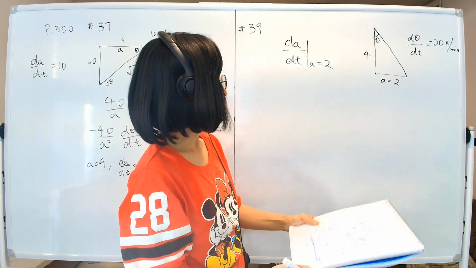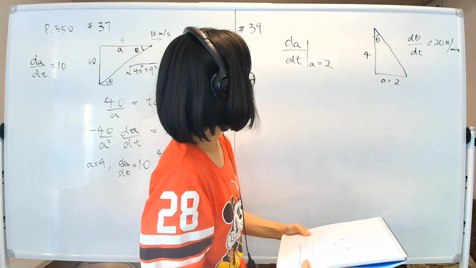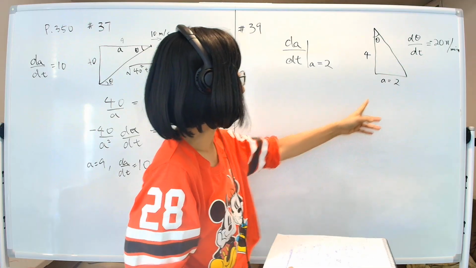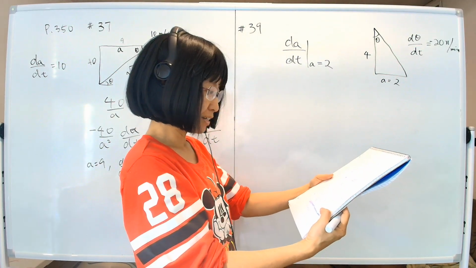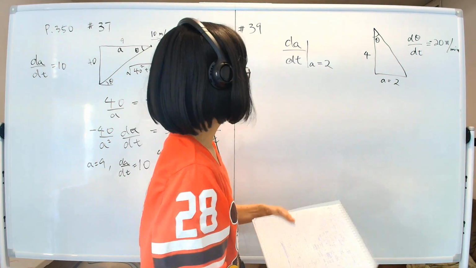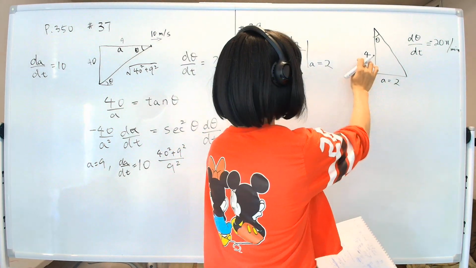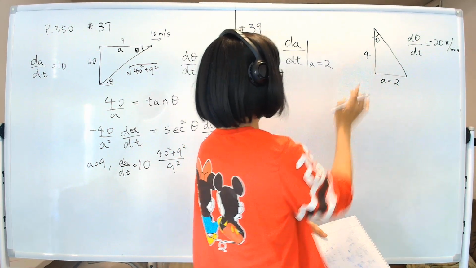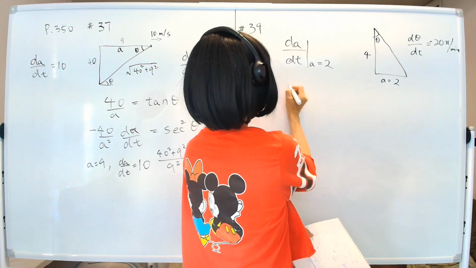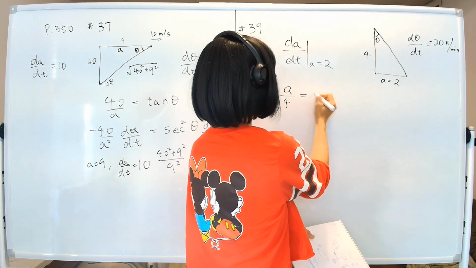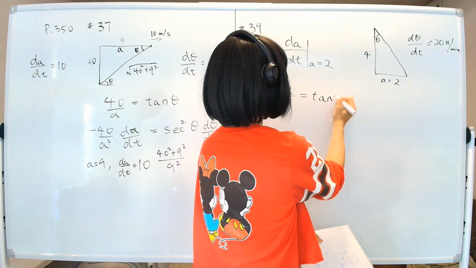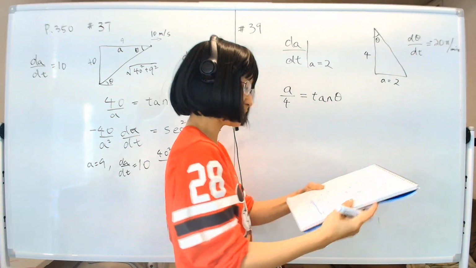So that's the problem. Now the next thing we need to figure out is the relationship between A and theta. Just like the last problem, there's a fixed number here, so we'll use that number. A divided by 4 equals what? Tangent theta. Again, that's by the definition of the tangent.